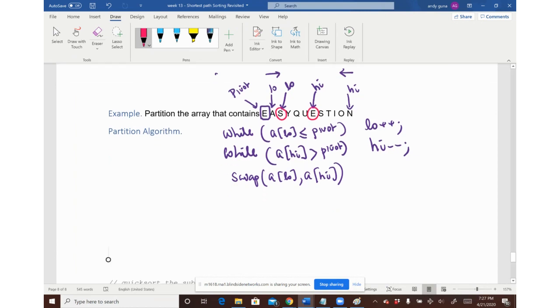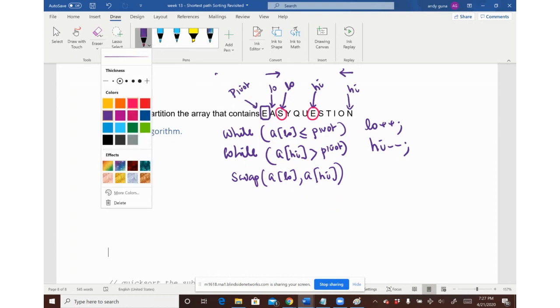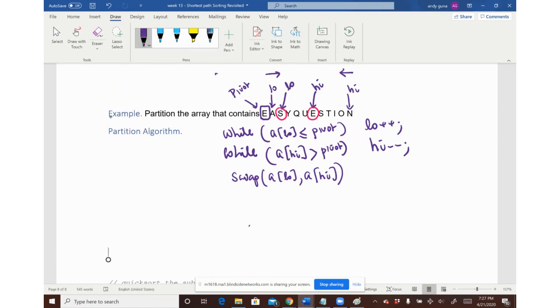So after you swap the ace of low and ace of high, your array looks like this. E is still the pivot. And E comes here where the S was. Okay, then you have Y, Q, U, and S goes to, so these two were swapped. E and S were swapped.